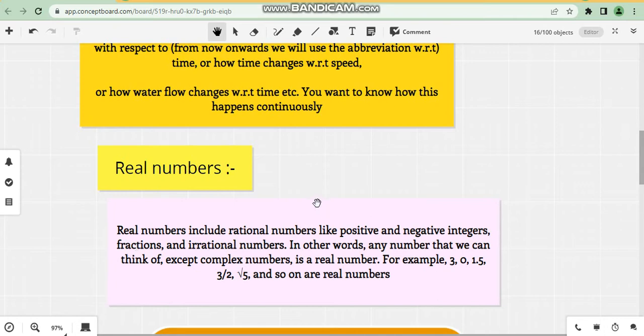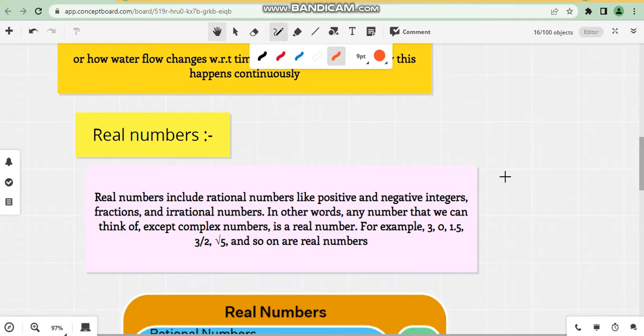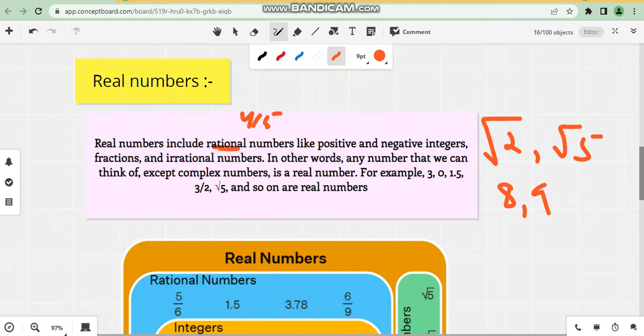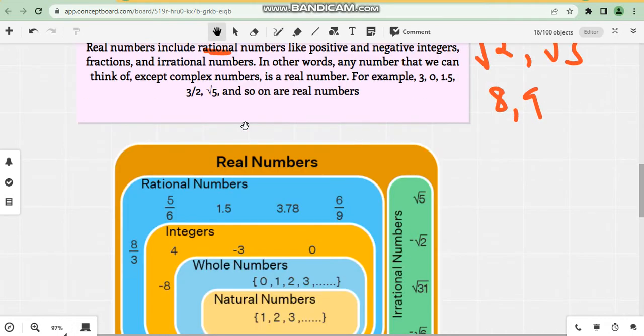Like 1, 2, 3, 4, 5, 6, 7, 8, square root of 2, square root of 5. Rational means that basically it is in fraction form, like 4 over 5. Irrational means that it is not in fraction form. And complex numbers are basically those that are undefined, that go on continuously, but we don't know what the exact point is. 3, 0, 1.5 and so on are real numbers. And this is the basic chart for real numbers.